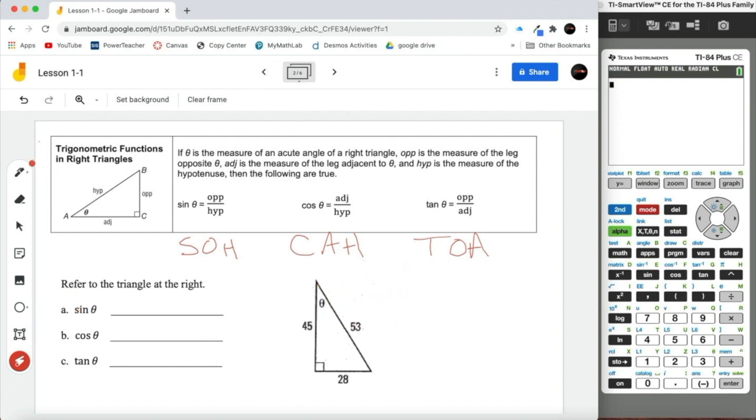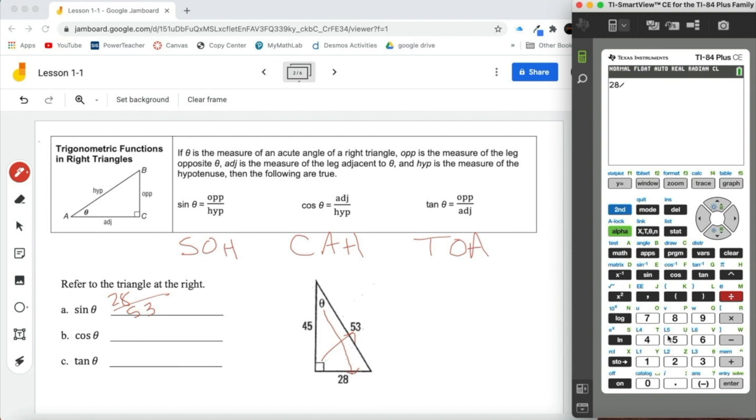So if they ask for the sine of theta, sine is the opposite, which in this case is 28, over the hypotenuse, which is 53. So what we'll do is we'll go to our calculator to see if 28 over 53 reduces at all. So we type in 28 divided by 53, and we do get a decimal, but if you hit math, enter, it will change this decimal to a fraction, and no, 28 over 53 does not reduce.